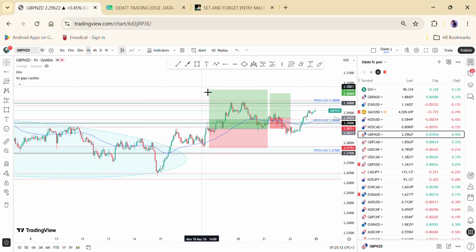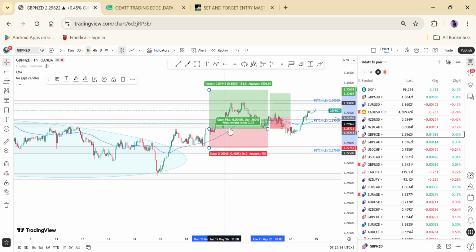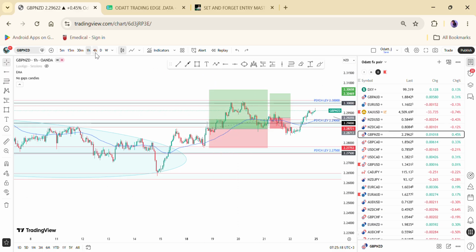But this trade also didn't hit our target. It went up to 1.39 and then it reversed. So how did I manage to close this trade at break even? Let's look.